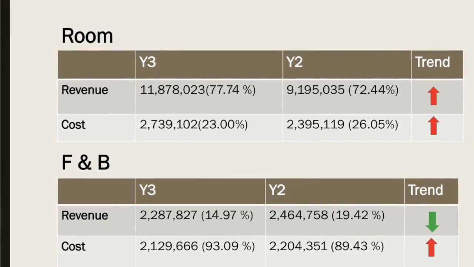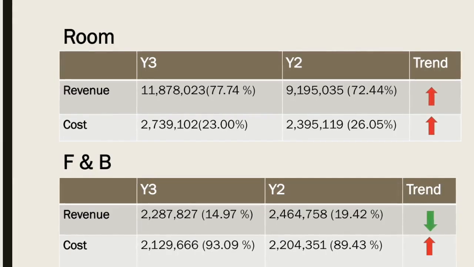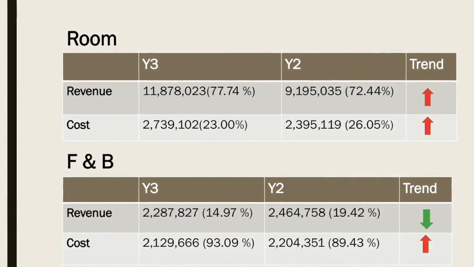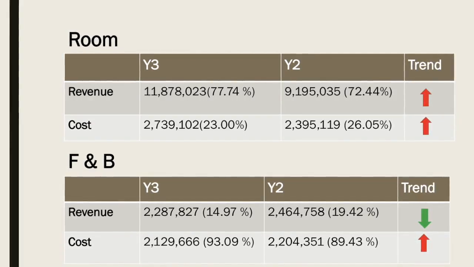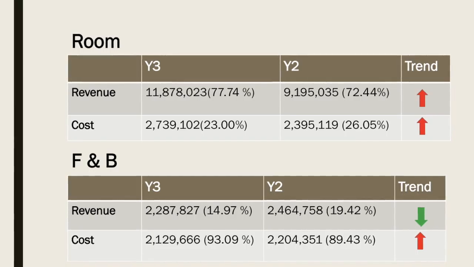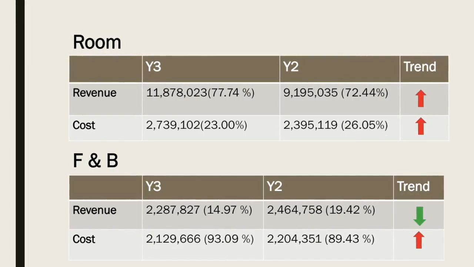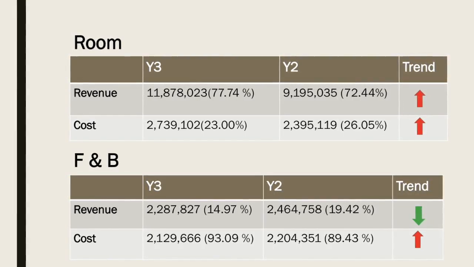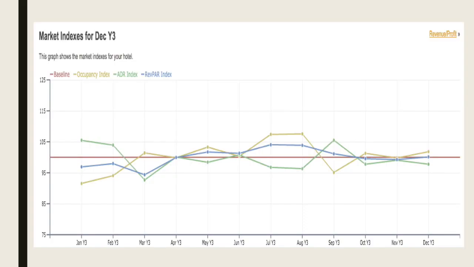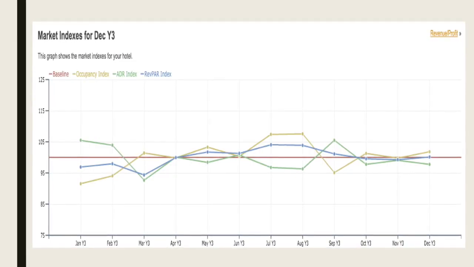However, our F&B department has been in a horrible situation this year. Our total revenue of the F&B department has decreased, but the cost has increased. In year 3, it reached 93.09% of the cost. Let's turn to the market index for year 3.